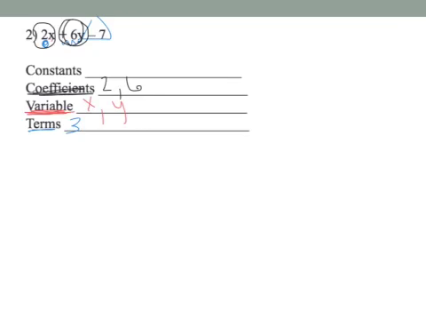And then the last one is our constant. So our constant is our term that's our plain number. It's all by itself, so there's no variables here. So we have one constant, which is negative 7.